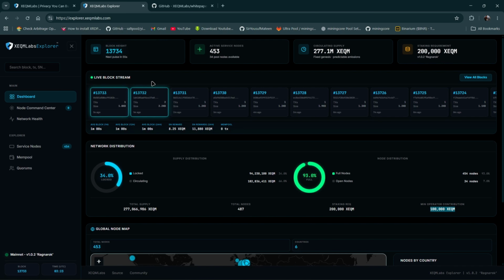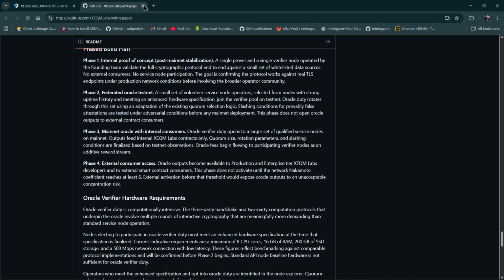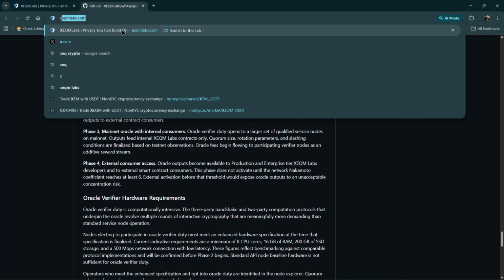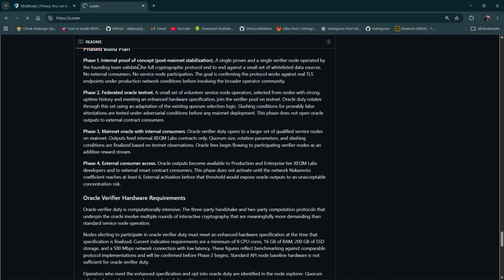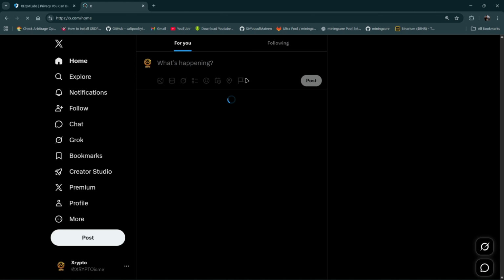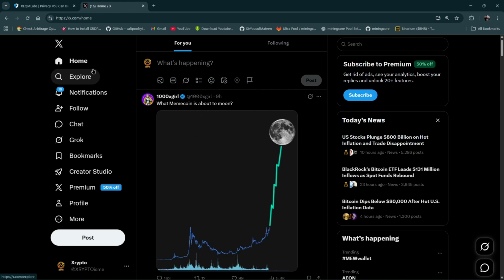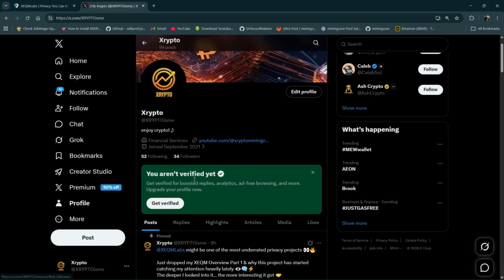So these were the two exchanges that have listed the project, and the Telegram, and I would like to go on X to see the project. Let's head over to x.com. Okay, so I have also posted about the project already, so I will go to my profile and see the latest post I made, where I tagged them.